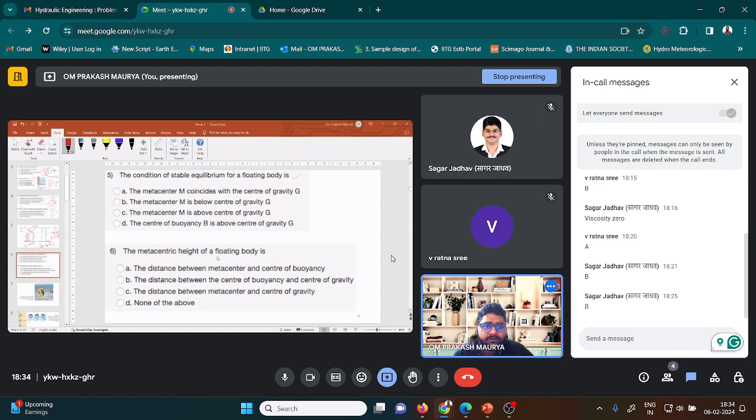Ratnasri, you also participate. If you are there, it will be of benefit to you. This is not a competitive exam kind of thing. If you make an attempt, it will benefit you. Yes, please, Ratnasri and Sagar, you both please write your comment in the chat box. Sir, option C. Okay, you are telling option C is correct, the metacenter is above the center of gravity. Ratnasri is also telling option C. Okay.